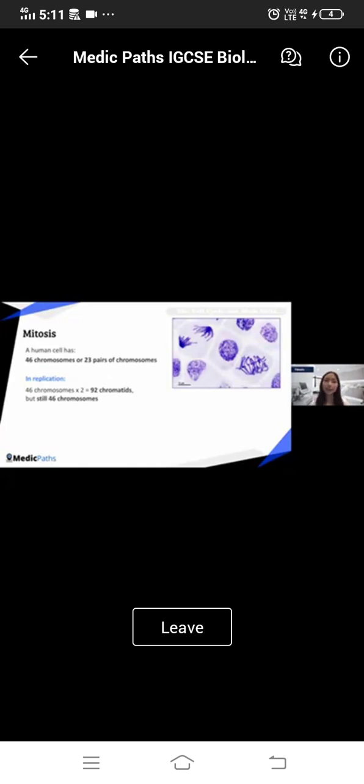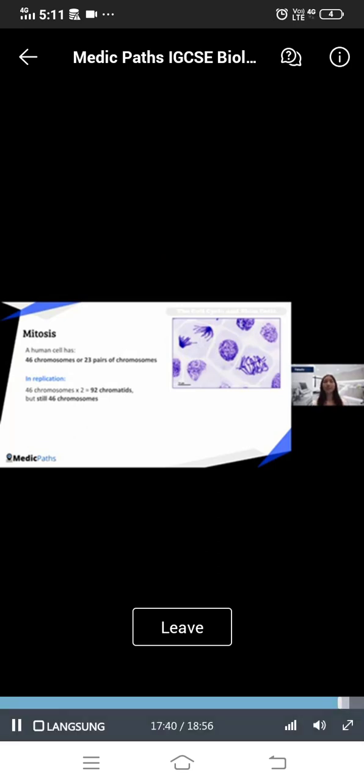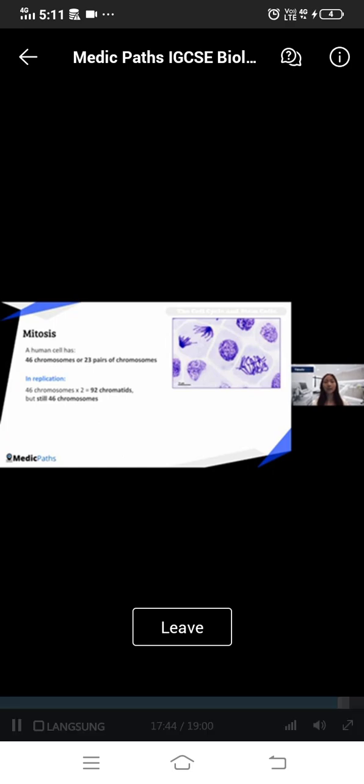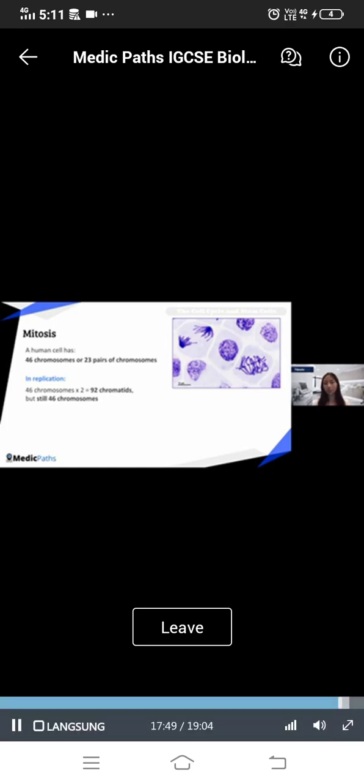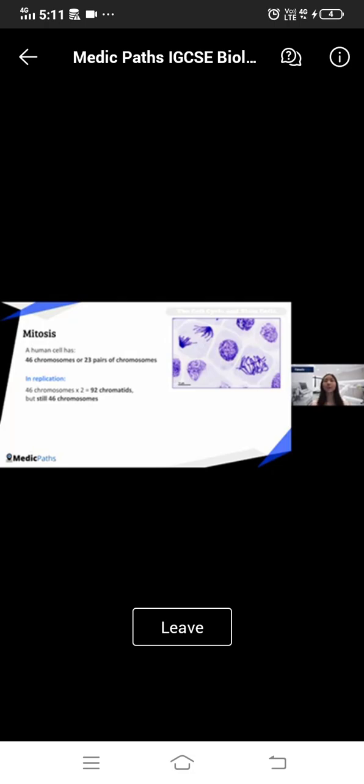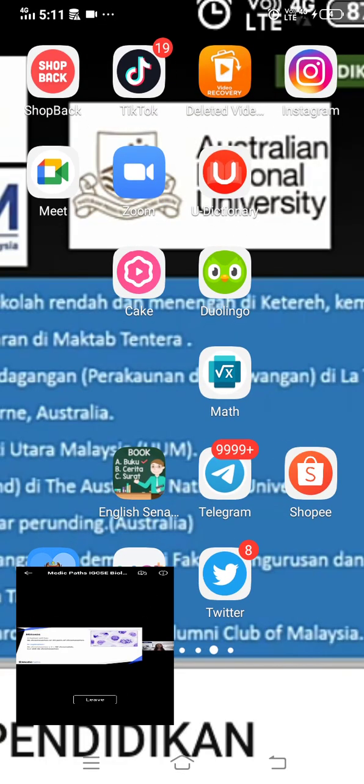Basically what happens in mitosis is that you get your 46 chromosomes in the cell. Replication basically means duplication in this case. So you times 2 and you end up with 92 chromatids, but still 46 chromosomes. I will explain that in a little bit. Don't be too confused by that, okay? Chromatids are also genetic material. They just look slightly different. It's just a terminology thing.